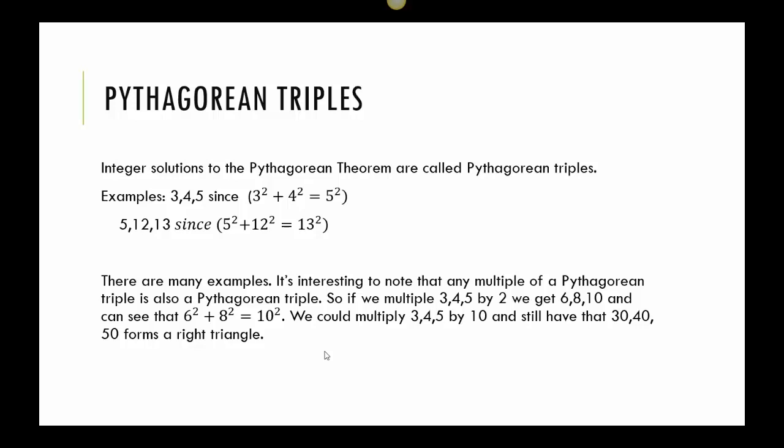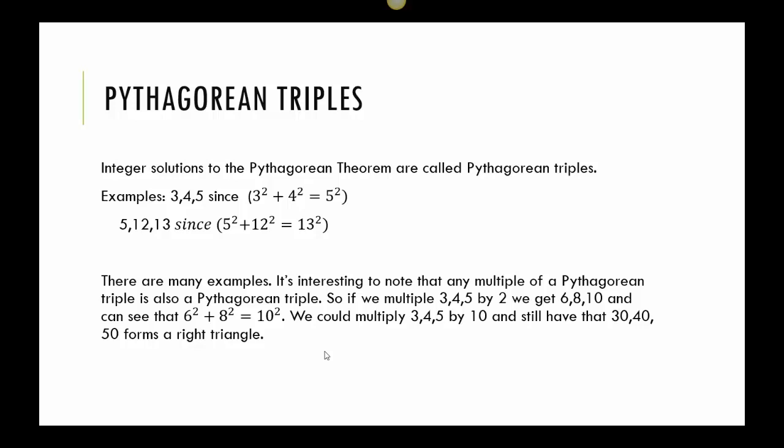Another one: 5 squared plus 12 squared is 13 squared. So 5, 12, 13 is a triple. 5 squared is 25, 12 squared is 144. 13 squared is 169, and 25 plus 144 is 169. There are a ton of examples.